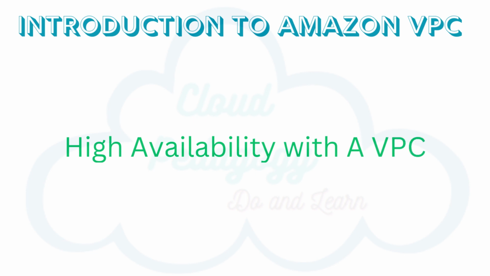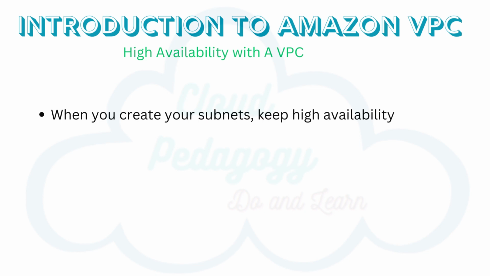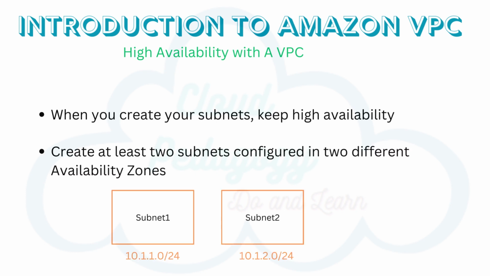How can you achieve high availability with a VPC? When you create your subnets, keep high availability in mind. In other words, to maintain redundancy and fault tolerance. To do so, you create at least two subnets configured in two different Availability Zones. As you learned in the earlier sessions, it's important to consider that everything fails all the time. In this case, if one of these AZs fails, you still have your resources in another AZ available as backup.